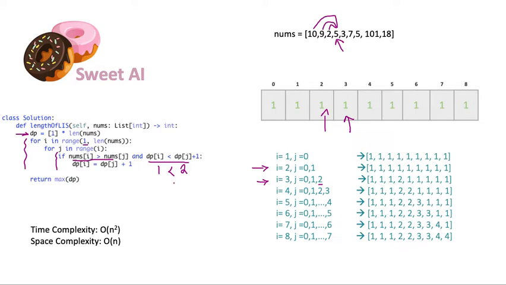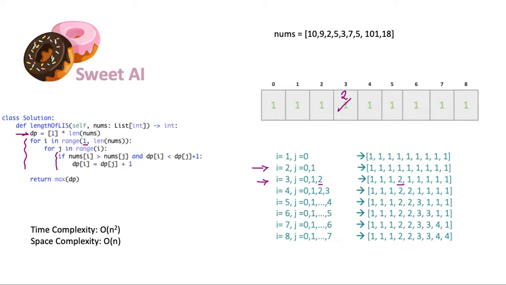So if 1 is smaller than 2, we are going to update the value that we have here to dp[j] plus 1. So we are going to update this value to 2, right? As you see here, we have updated this value to 2. Now we go to the next index.